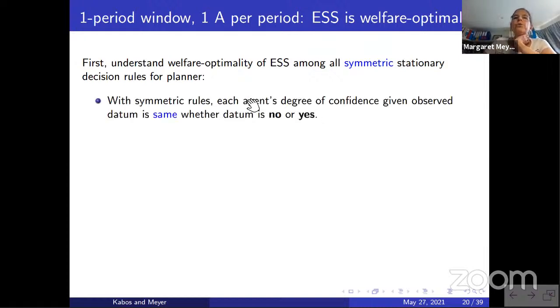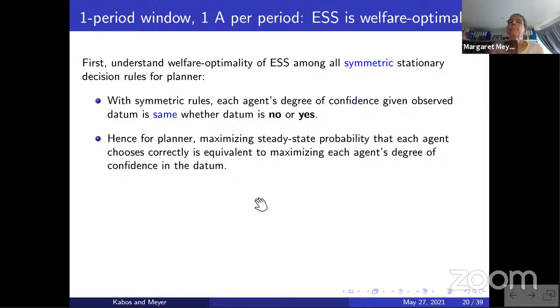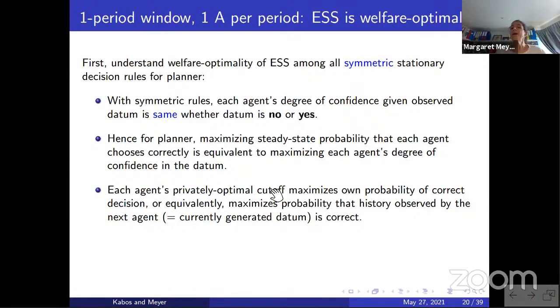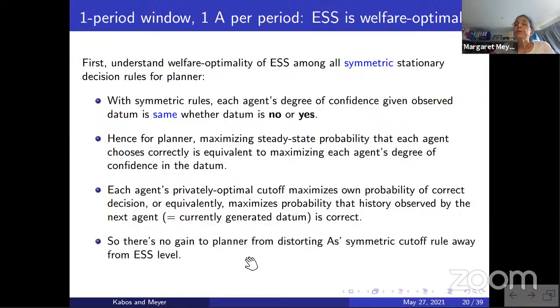Let's explain that in different words. With symmetric rules, each agent's degree of confidence given the observed datum is the same whether the datum is no or yes. Therefore, for the planner, maximizing the steady state probability that each agent chooses correctly is equivalent to maximizing each agent's degree of confidence in the datum that they see. Now, each agent's privately optimal cutoff maximizes their own probability of making a correct decision, or equivalently, it maximizes the probability that the history observed by the next agent, which is the currently generated datum, is correct. Hence, there's no gain to the planner from distorting the agent's symmetric cutoff rule away from the equilibrium steady state level.